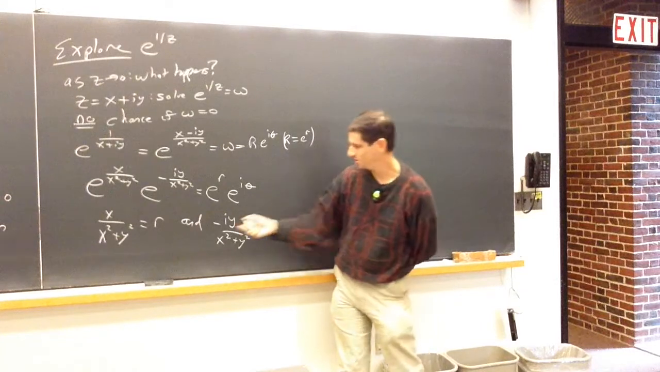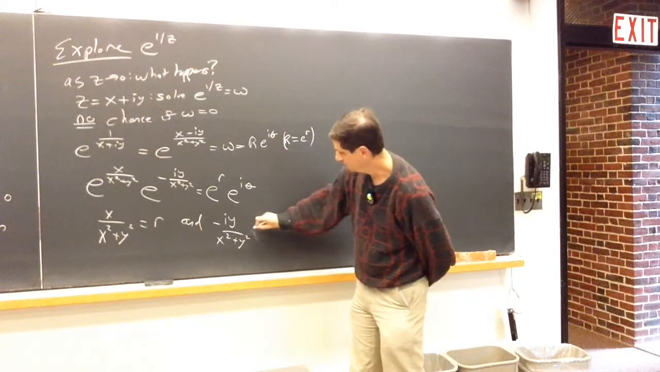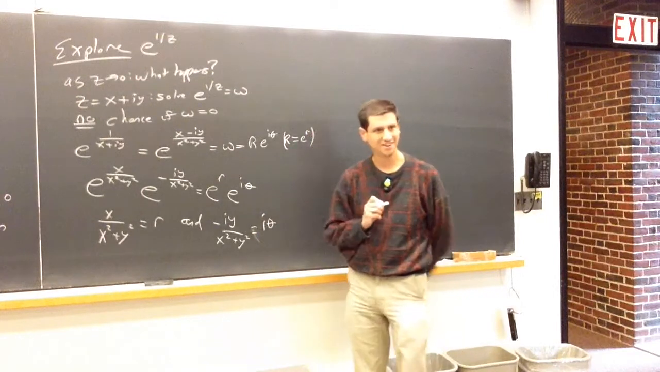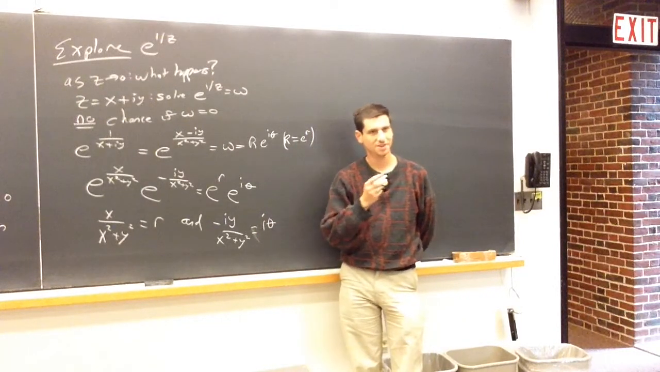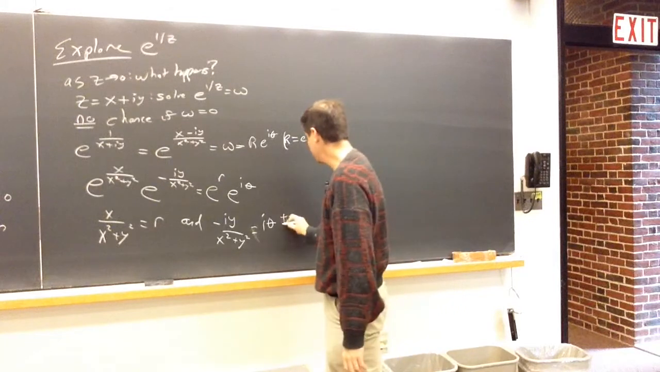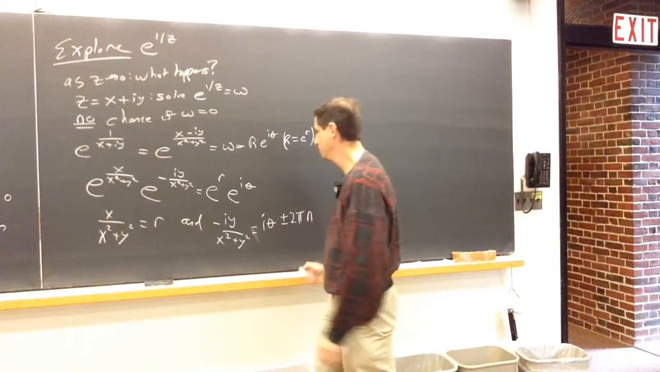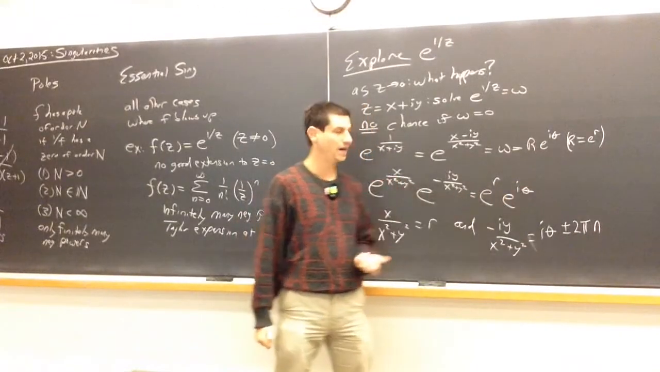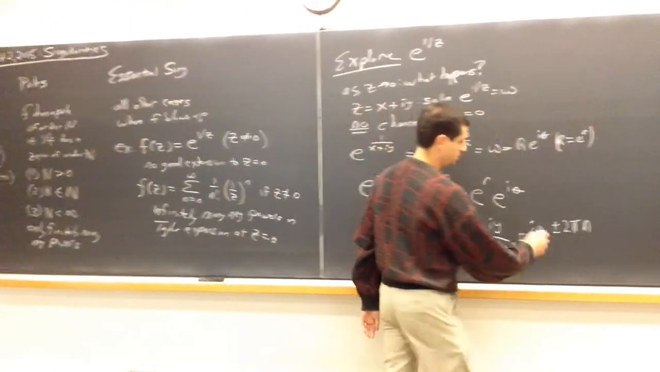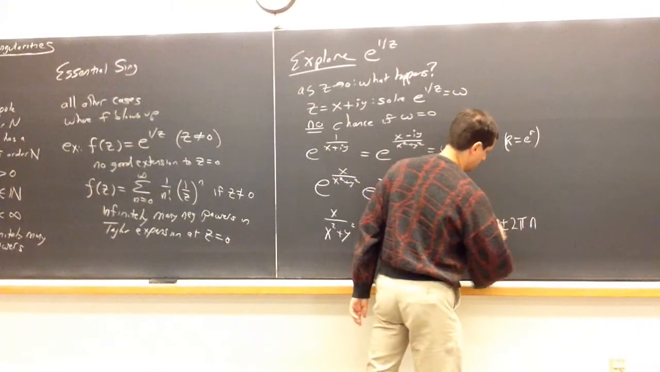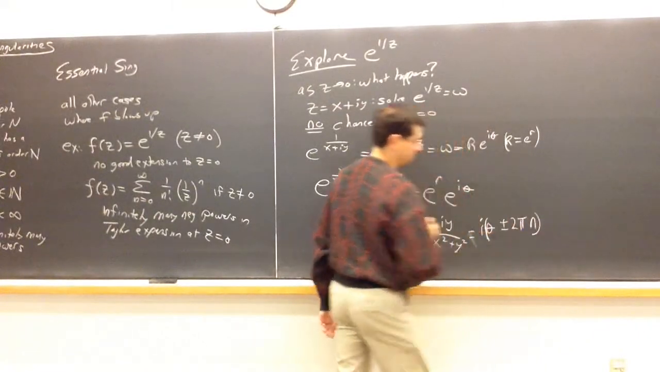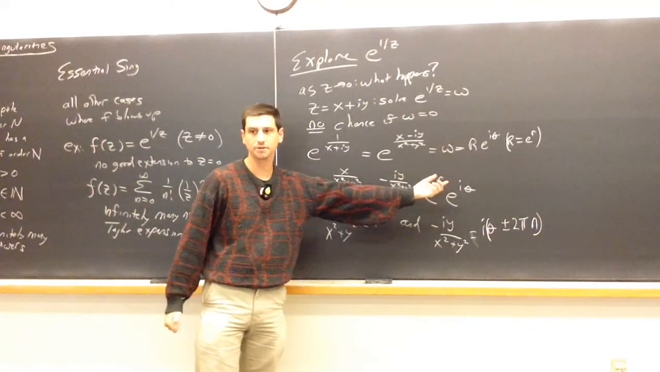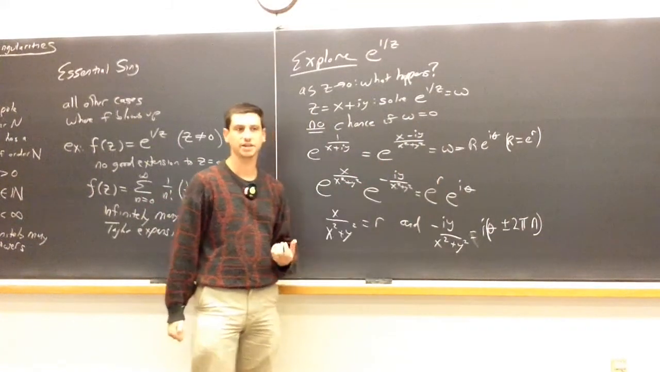So I want to match things. What does this have to equal? It has to be i theta. Anything else? Plus or minus 2 pi n, because when I exponentiate, if I increase theta by 2 pi, I'll put the i like this, so if I increase theta by 2 pi n, I'm not going to change e to the i theta.